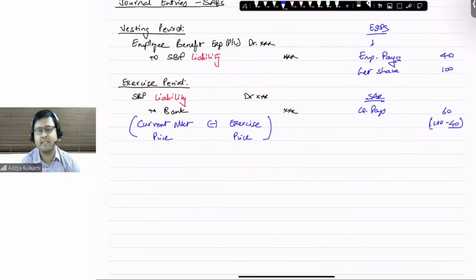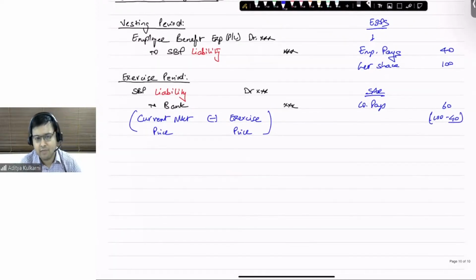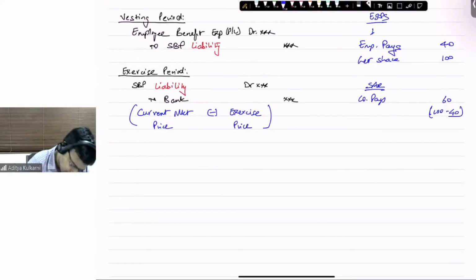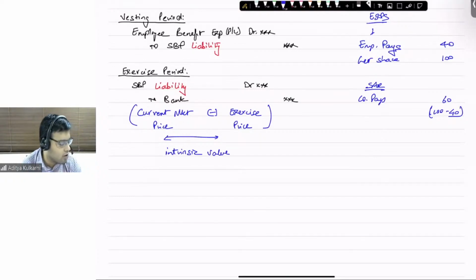Okay, so this takes care of your accounting. Okay, so this is nothing but intrinsic value. So settlement will always happen at intrinsic value. And this is the only place where intrinsic value is being used. Otherwise, nowhere do you have intrinsic value.